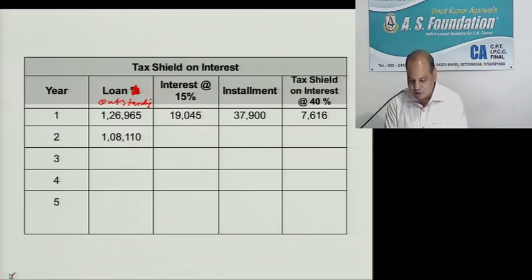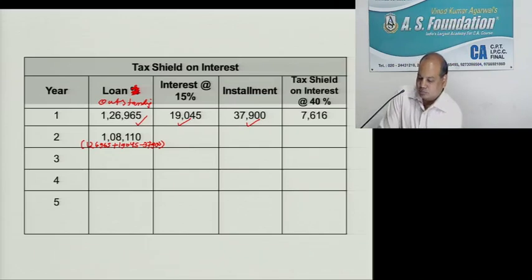So first, just write the working. Afterwards you will understand. 126,965 plus 19,045 minus 37,900. This way you can do. Opening loan, add interest accrued, minus installment. So automatically this interest will get deducted. Now take 15% on that: 16,216. Right.